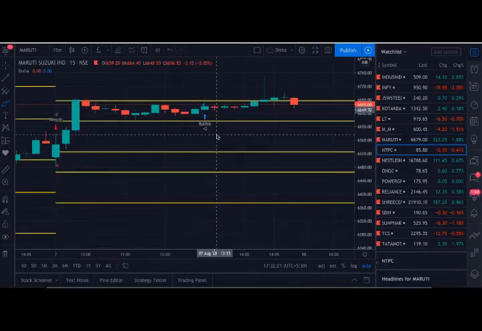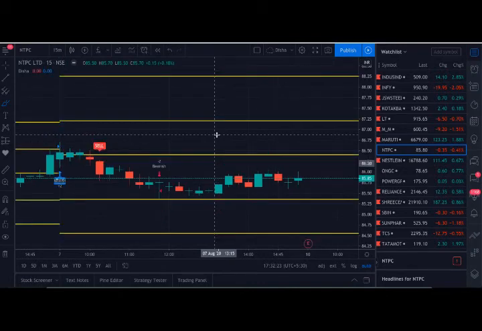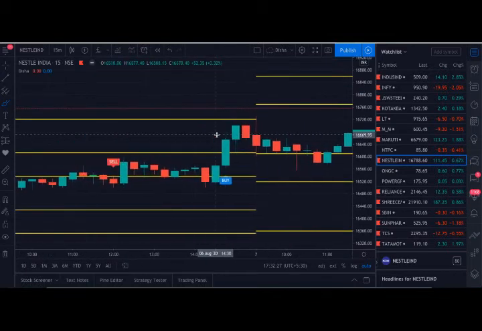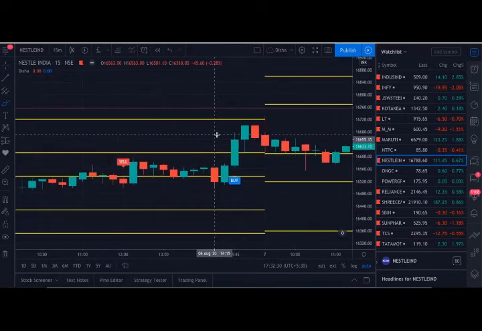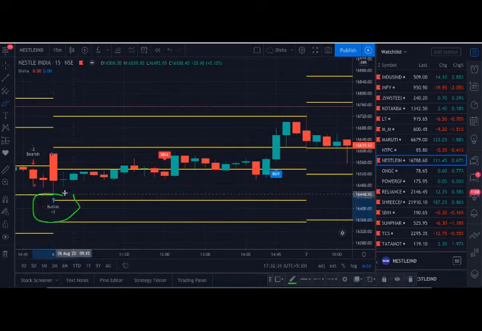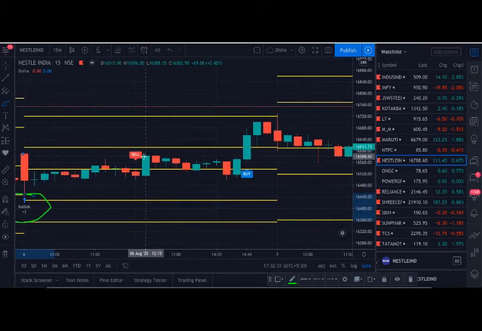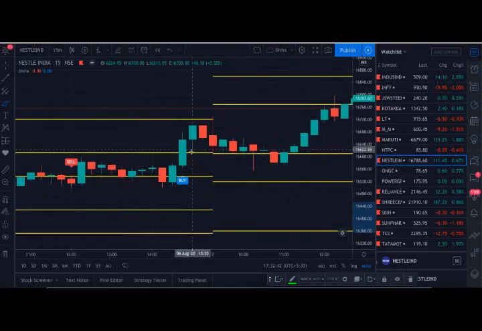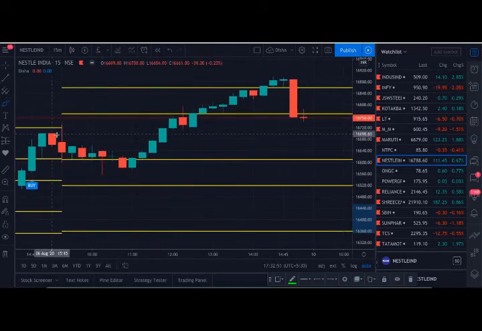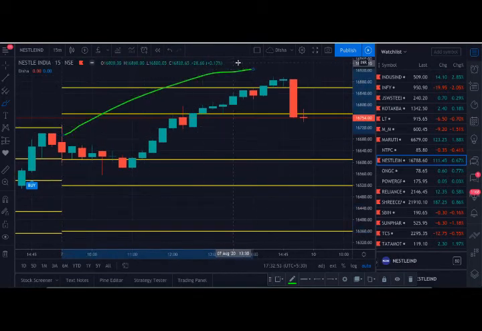Maruti, nothing. NTPC, avoid. Nestle. You can see here Nestle previous day it has given that the stock is in bullish trend. In a bullish trend it has given sell, so avoid. Later it has given a perfect breakout with buy signal, so you can take a buy order here. See, the next day it has given this reward.